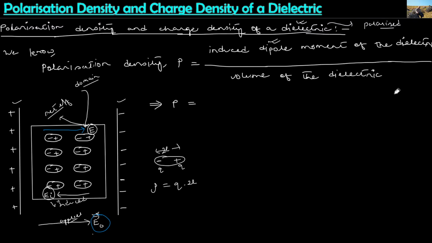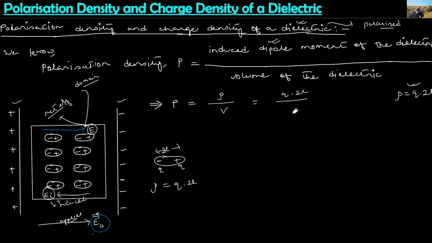So in this case, our induced dipole moment, denoted by small p, will be equal to the charge times the length of the dipole, which means this will be Q times 2L. Or in this case, I can write very clearly that this will be equal to P divided by V. So what is this small p? Small p is given by Q times 2L. This is the concept.